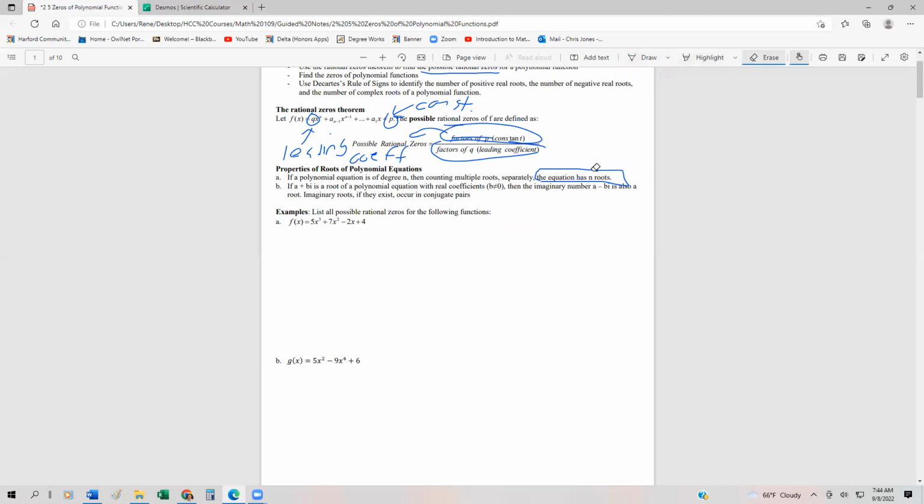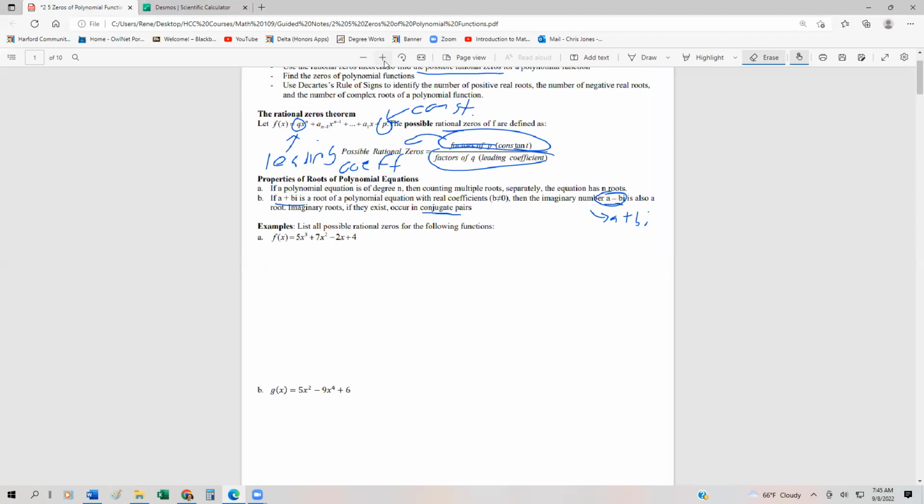Another property is that for the conjugate of a complex number, if we have a plus bi as a root, then another root must also be a minus bi. Okay, so in other words, they exist in conjugate pairs. And also, if a minus bi is a solution, that also means that a plus bi must also be a solution. Okay, so there are these conjugate pairs that are solutions to polynomial equations if one of them exists. So let's just go through first and try to find the possible rational zeros before we find any actual zeros for a polynomial function.